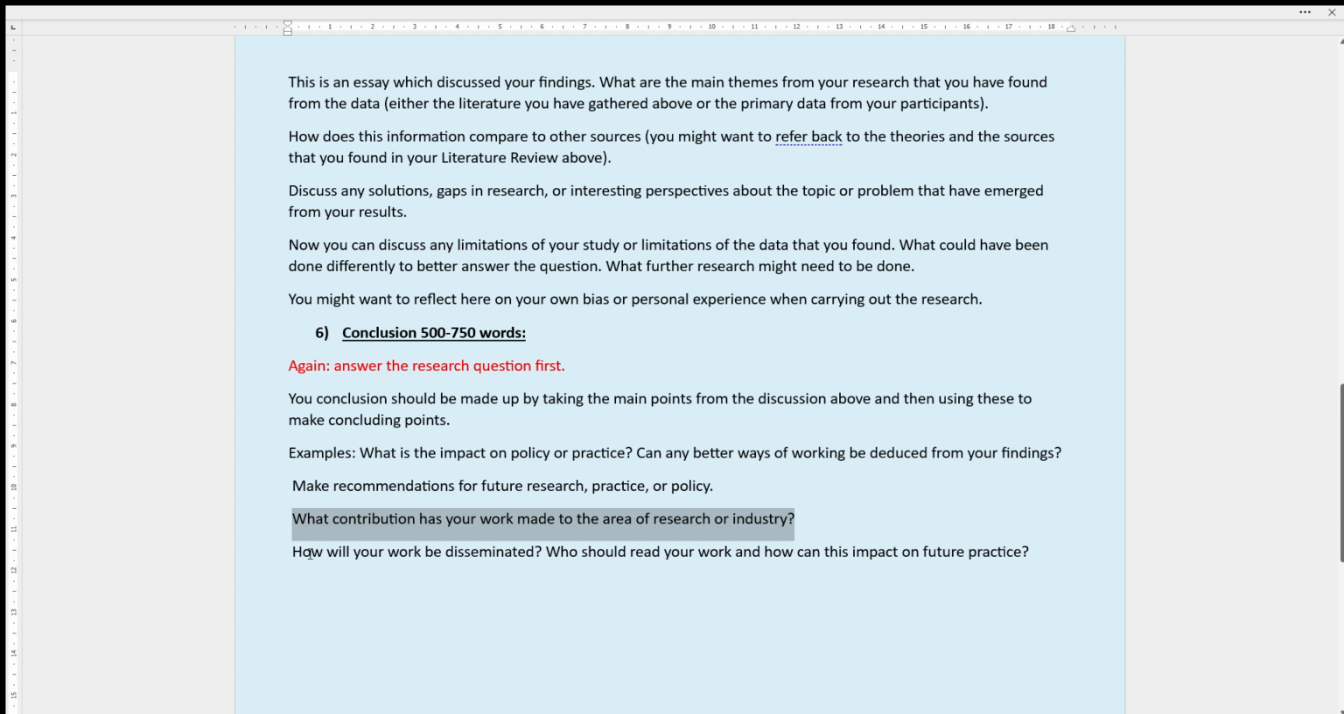And this kind of links into this. How should your work be disseminated? Who are going to be the best people to read your work to inform their practice and their policy making? So that's it.